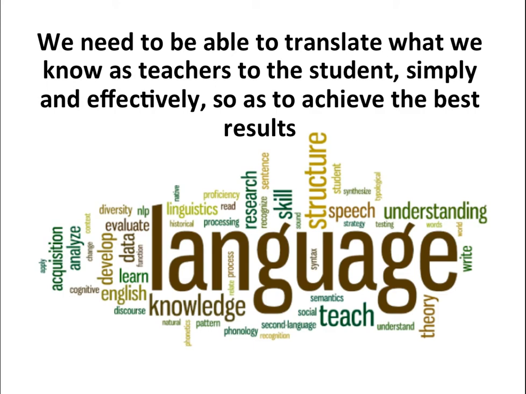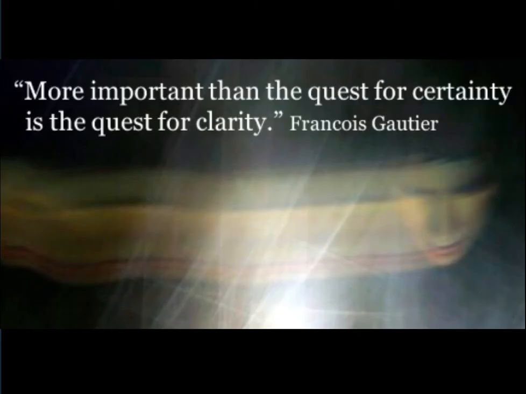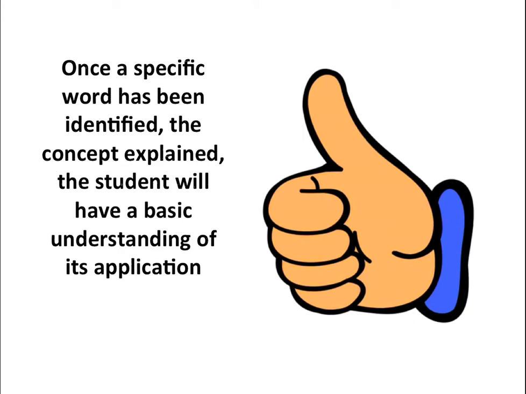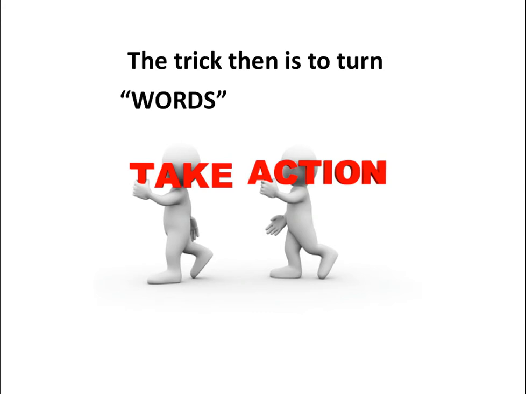We need to be able to translate what we know as teachers to the students simply and effectively so as to achieve the best results. This way, there's no confusion about what the student thinks they know and what they are supposed to know. More important than the quest for certainty is the quest for clarity. Once a specific word has been identified, the concept explained, the student will have a basic understanding of its application. The trick then is to turn words into action.